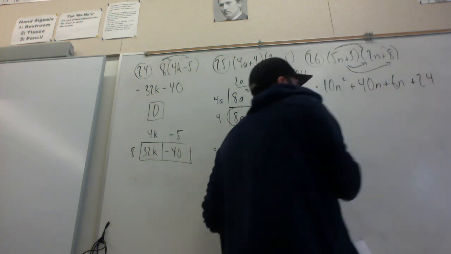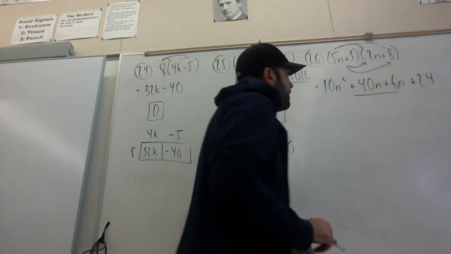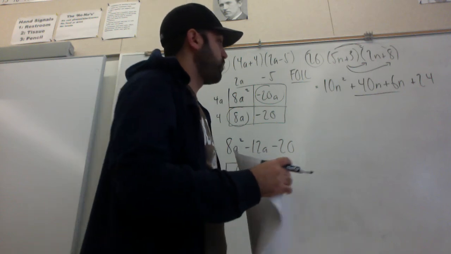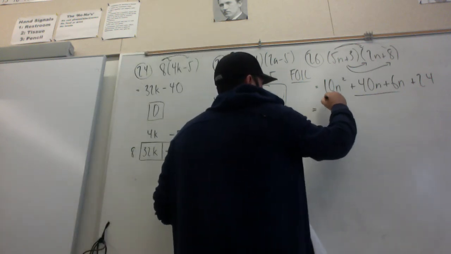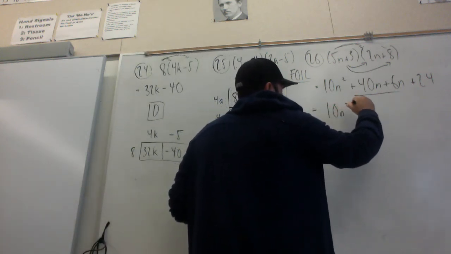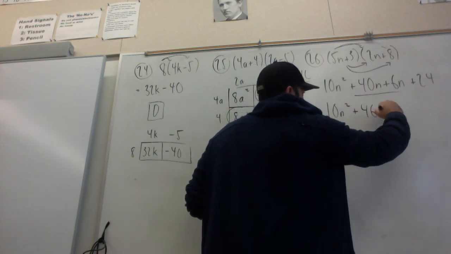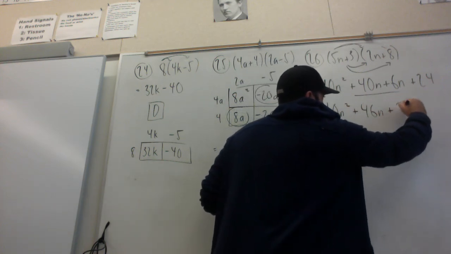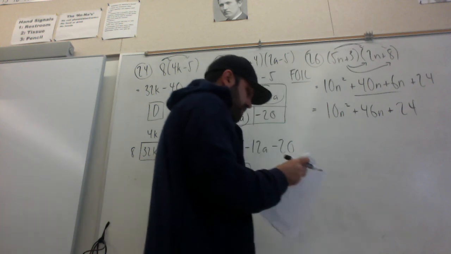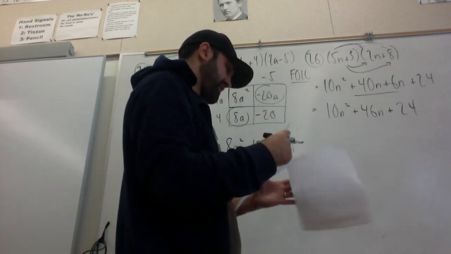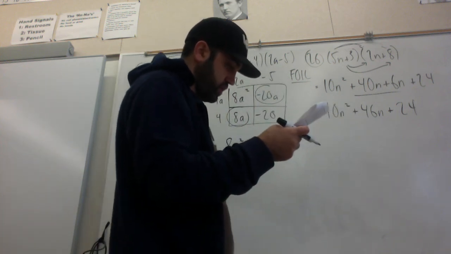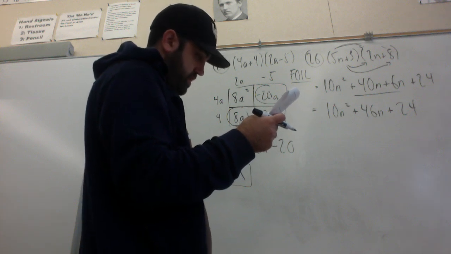All right, so now what's nice is the like terms are in the middle together. 40n and 6n combine to make 46n. So what we get is 10n squared plus 46n plus 24. So let me see which answer that refers to. It would be B.